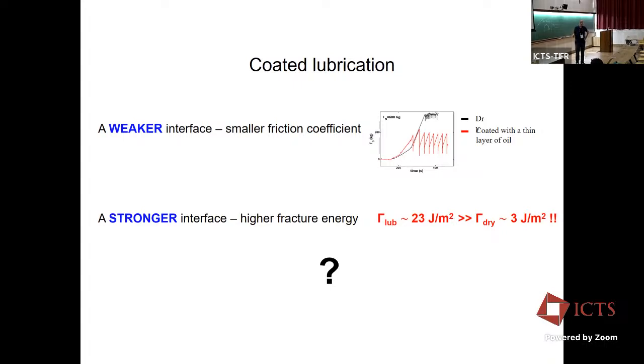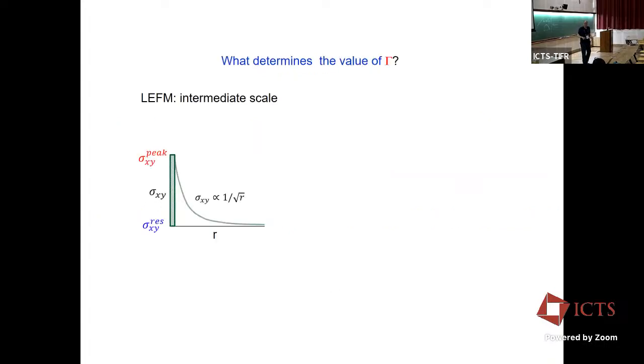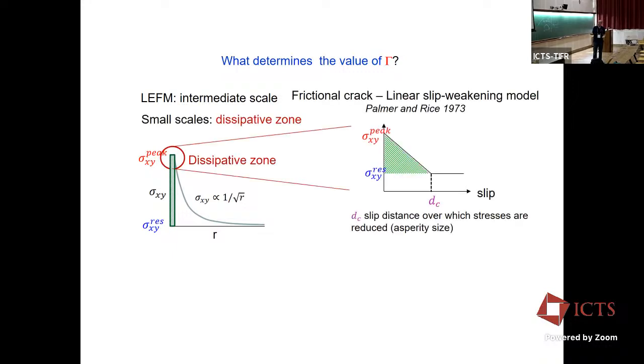We have a stronger interface because we've increased the dissipation, or the fracture energy. What's going on here? I don't know if I'm going to finish this talk, but we'll get to wherever we get to. The trick is looking at the structure of the dissipative zone. So this is our fracture mechanics singularity. Now remember, as we approach the singularity, we get into a dissipative region, which cuts off the singularity. Now we'll use a toy model for this, which is as good as any other toy model for these things, to model the dissipative zone.